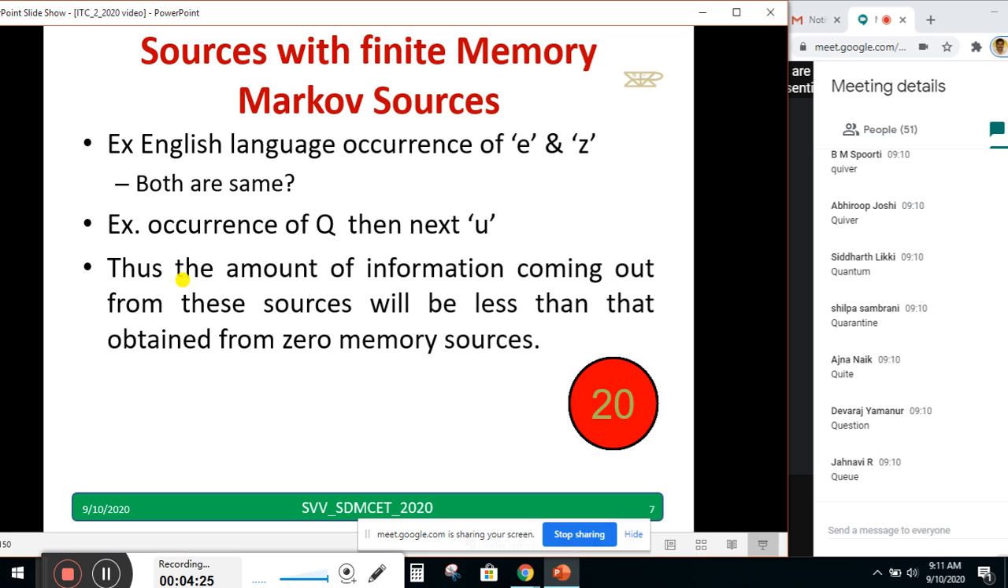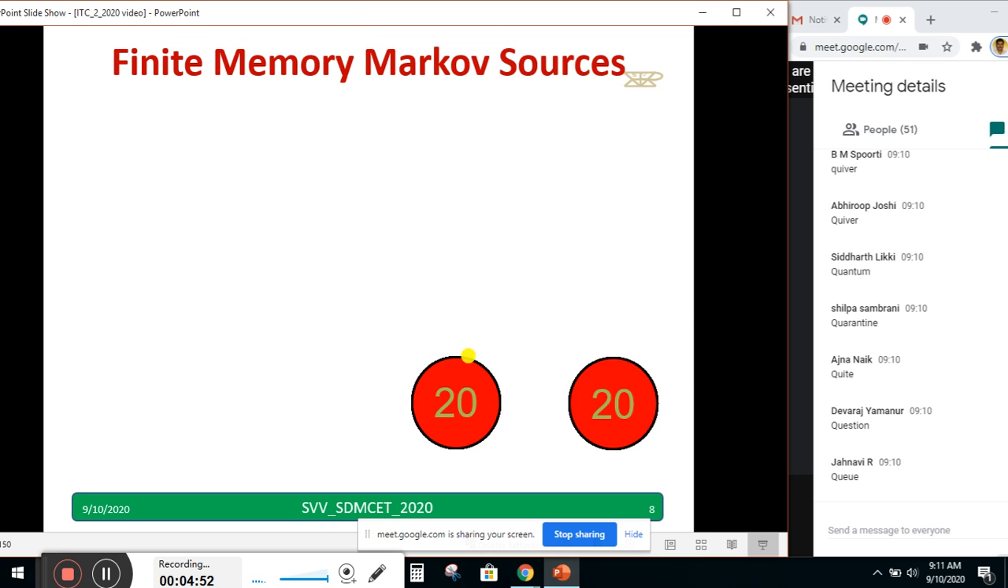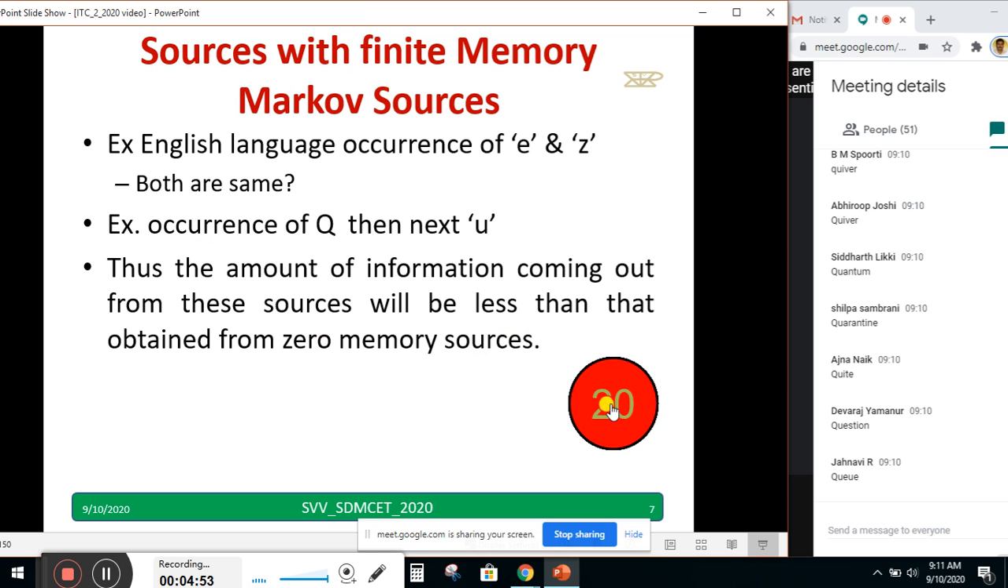Whenever the probability is more, automatically the information becomes less. When I say U's probability is more, automatically the information will become less. So read this: thus, the amount of information coming out from these sources will be less than that obtained from the zero memory sources. Just read this. I'll give you 10 seconds.